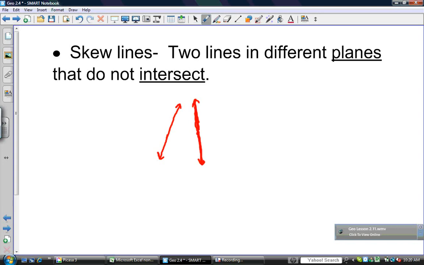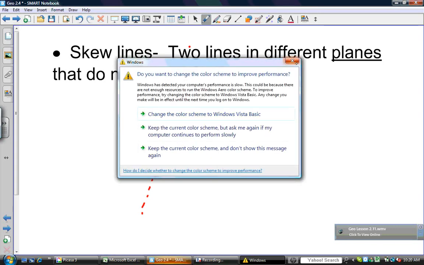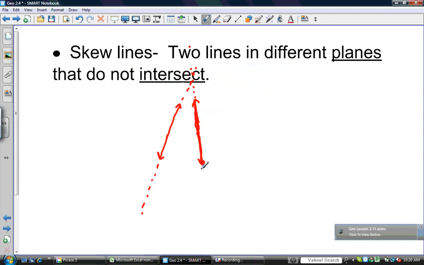Now, it's difficult to understand this just by looking at the drawing. If you have the sound off, this is not going to make any sense at all. If this line continues to go back and forth, and this line right here continues to go up and down, then these two lines will never hit, but they're not parallel, and they do not intersect.